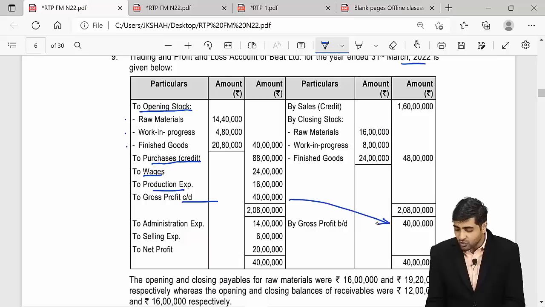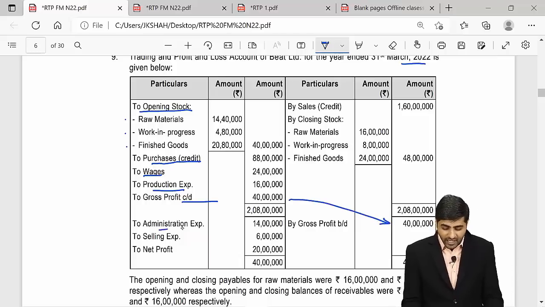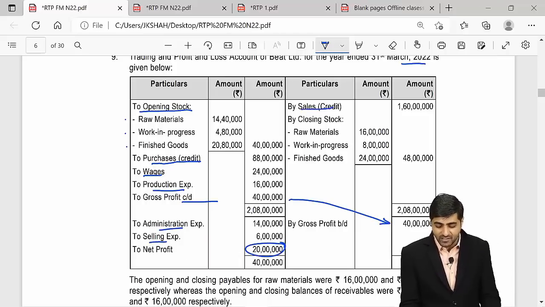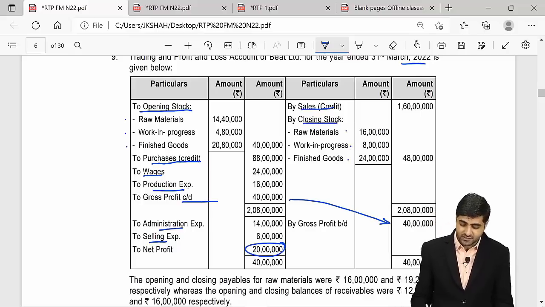So this will be your gross profit brought down. Then admin, selling, and here there is net profit. Also at the same time there is sales, and then there is closing stock, in which there is raw material, work in progress and finished goods.